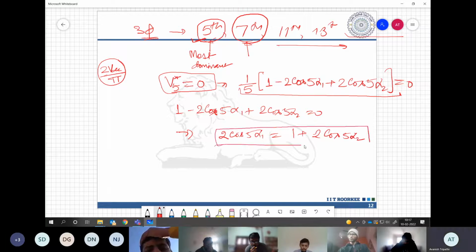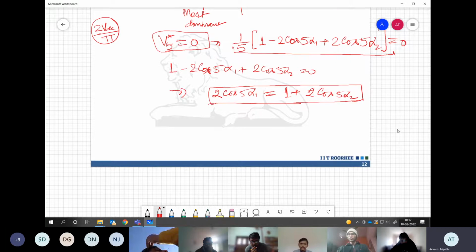This is basically not a linear equation, of course. So solving directly may take a lot of effort. What we do to solve this equation is plug in some values of alpha 1 and compute the corresponding value of alpha 2. So if there is any possible value of alpha 2, we will get that.